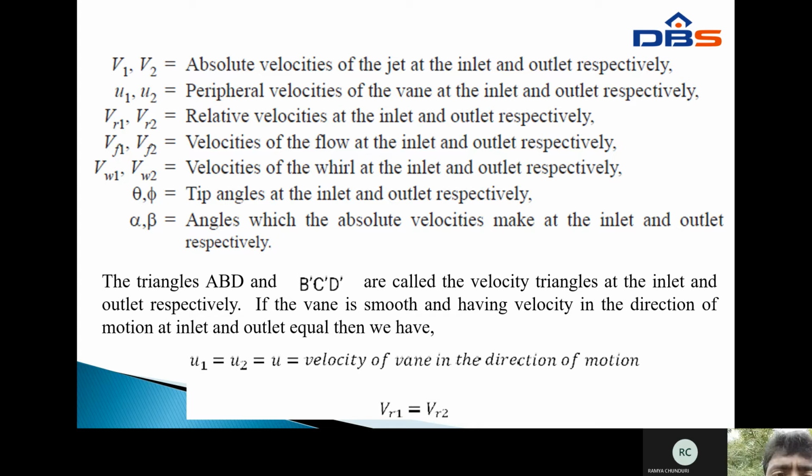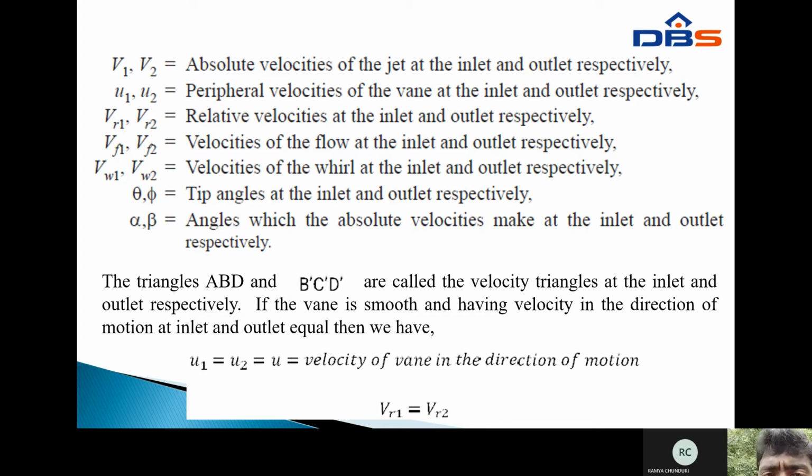The relative velocity means Vr1. The vane velocity means U1. The absolute velocity of the jet means V1. Don't confuse the terms. Vf1 means velocity of flow, at the inlet and outlet.